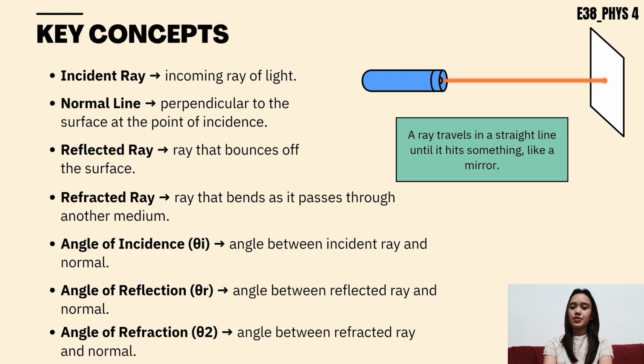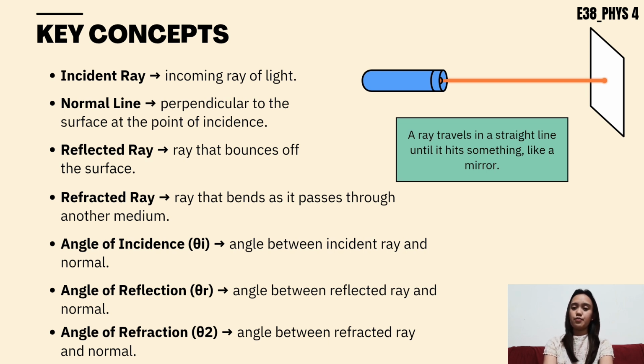First, the incident ray is the incoming ray of light that strikes the surface. Next, the normal line is an imaginary line perpendicular to the surface at the point where the ray hits, and the reflected ray is the ray that bounces back off the surface, while the refracted ray is the ray that bends as it enters another medium.